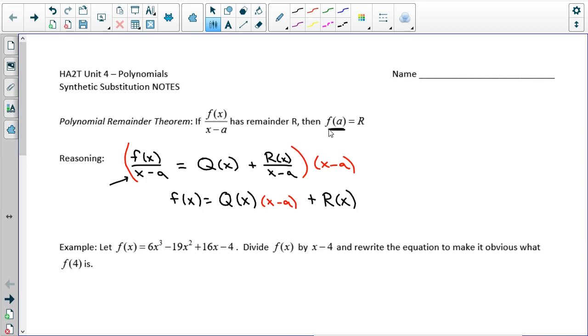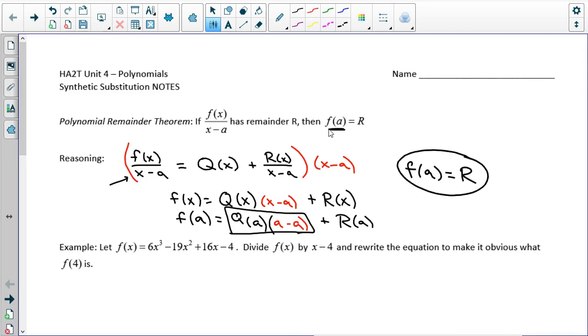If I substitute a in for x, notice that I will have q of a, and then I will have a minus a. Notice that's 0, so this whole part becomes 0, plus whatever the remainder is. So, in this case, f of a is just going to equal the remainder.